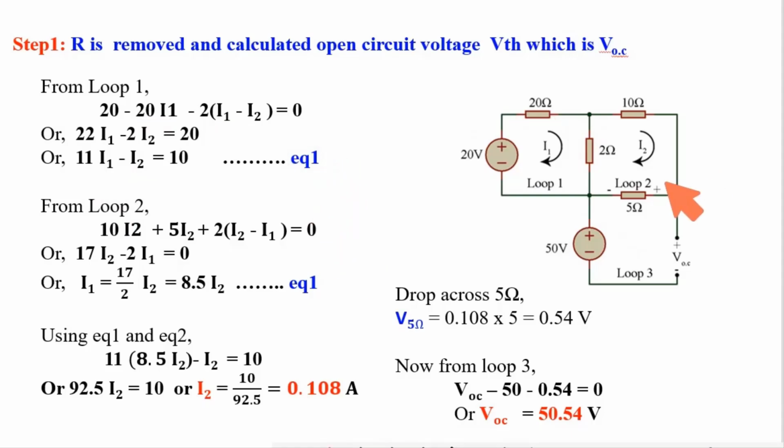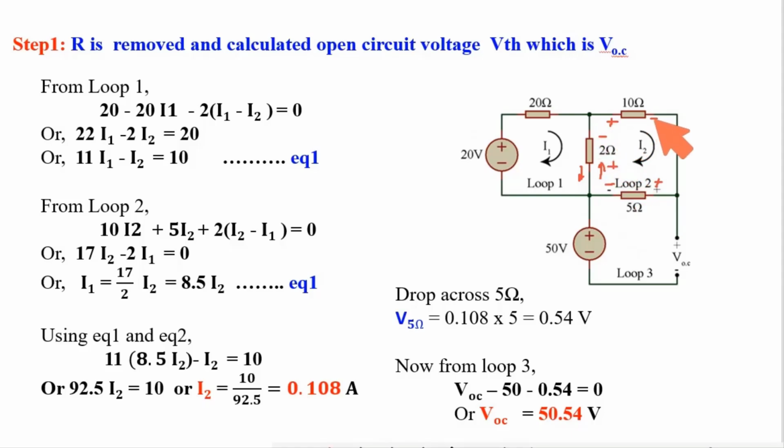Now from loop 2, I2 current is flowing from left to right. So here this is positive, this is negative. I2 current is flowing through this 5 ohm resistance, so this is positive, this is negative. Through the 2 ohm resistance, I2 is in the upward direction and I1 is in the downward direction. So I2 minus I1 is flowing from down to up, so this is positive, this is negative.